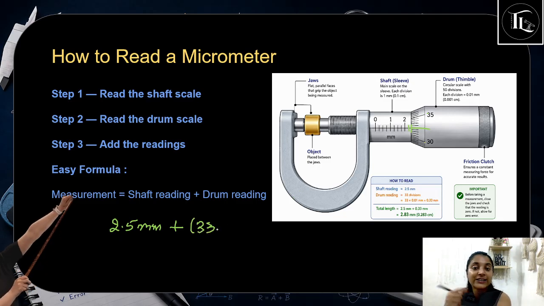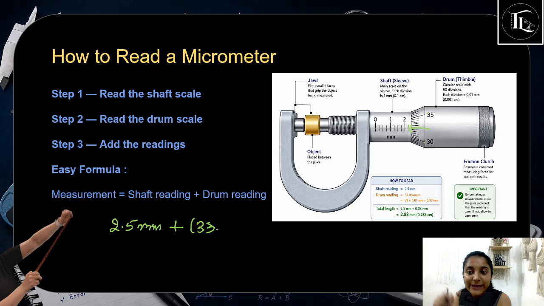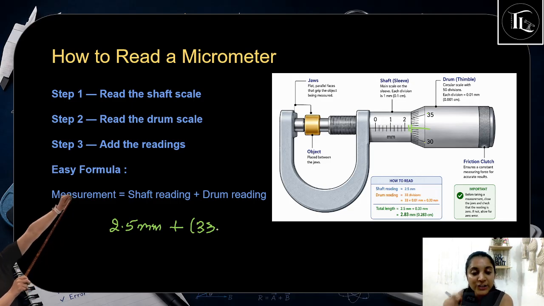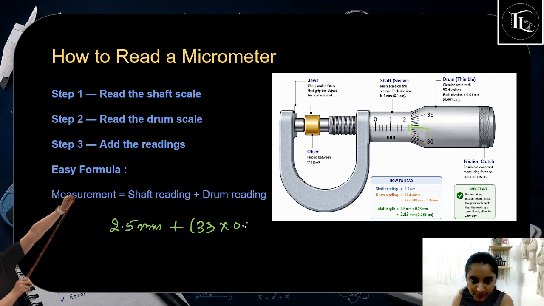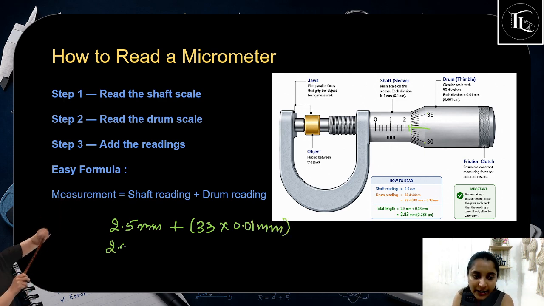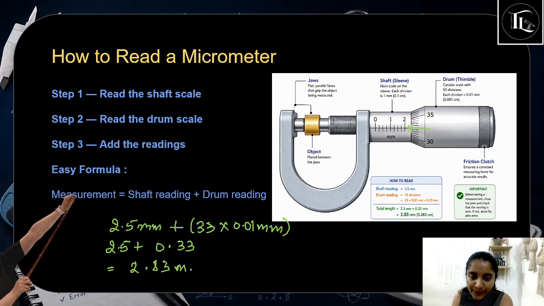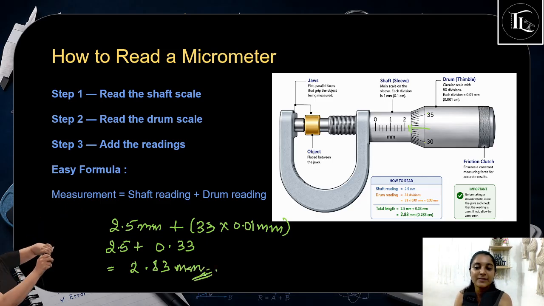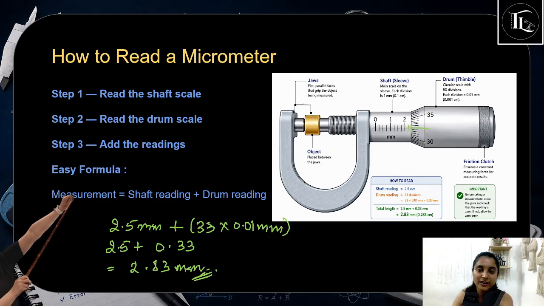But we don't have to take 33 directly. We need to multiply it with what? With 0.01 mm. So it will become 2.5 plus 0.33. So it will give us 2.83 mm. So this is the actual reading. This is the actual width of the object.